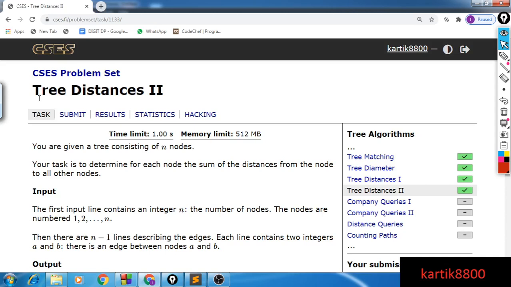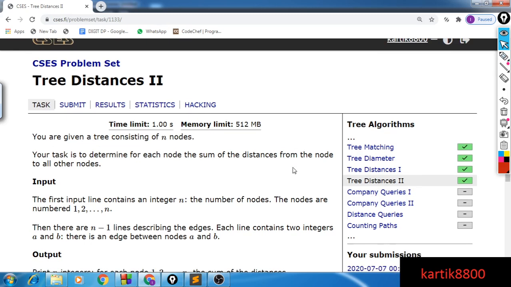In this video, I'll be discussing the problem Tree Distances 2, and this is very much similar to the previous problem, Tree Distances 1, but I honestly feel this problem is easier compared to the previous one, and if you had doubts in that one, viewing this will help you. So let's get started.